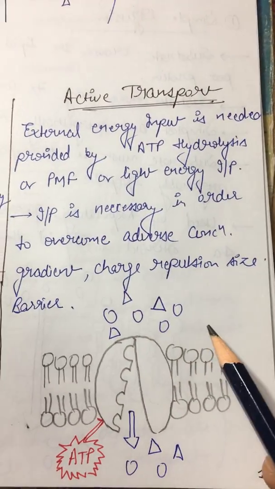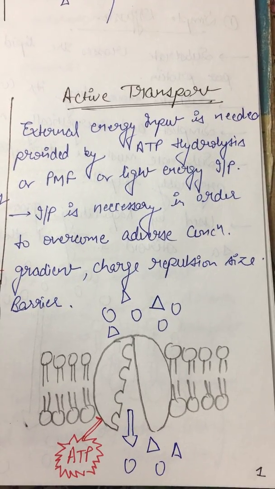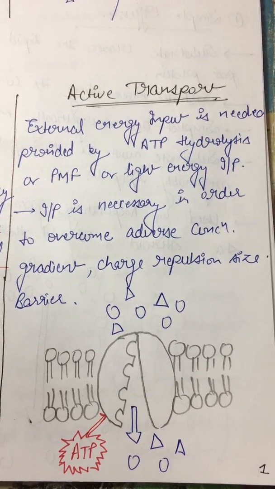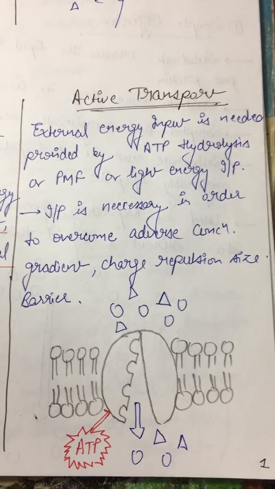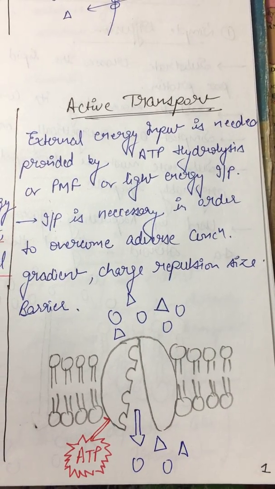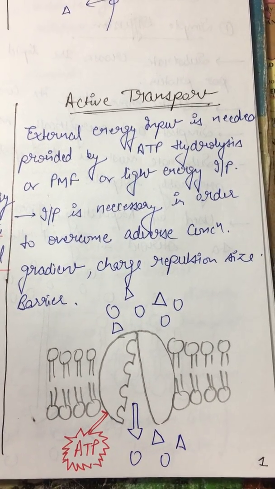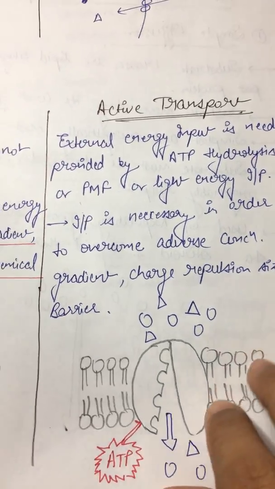Now the active transport: external energy input is needed, provided by ATP hydrolysis or proton motive force or light energy input. Input is necessary in order to overcome the adverse concentration gradient, charge repulsion and size barrier.